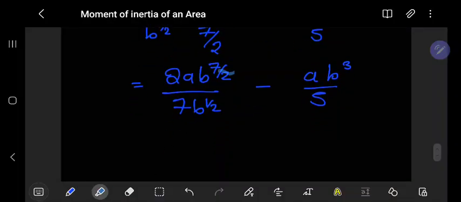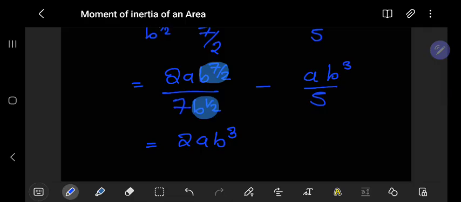So we still have that a b to the power 3 over 5. But here as well, we see that this is b to the 7 over 2, and then this is b to the power half. Powers are the same, so we'll subtract. So this, of course, will just reduce to 2a. This will then just become b to the power 3. Of course, this is going to be 7 over 2 minus 1 over 2, which is going to give us 6 over 2, which is just this 3 here. Okay, so having followed that, this is over 7 still, then minus a b to the power 3 over 5.